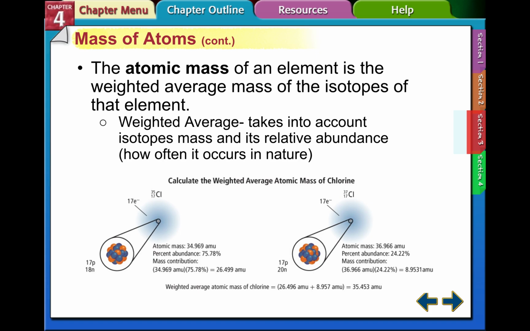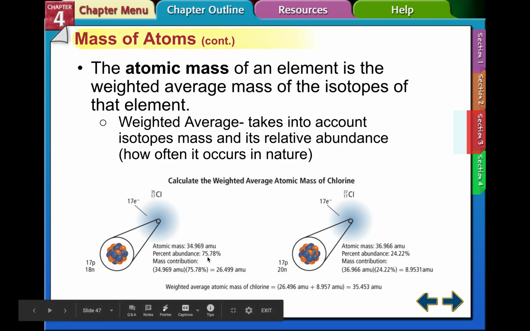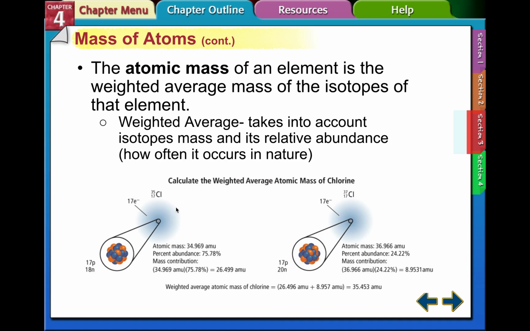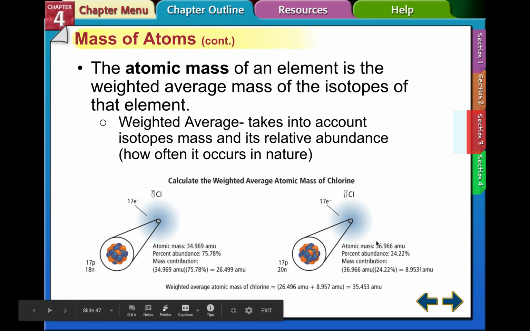Same thing here. If you have the atomic mass of an atom, you have chlorine 35 and chlorine 37. Chlorine 35 occurs 75.78% of the time. That means the majority of all the chlorine out there is chlorine 35. And so our average atomic mass is going to be closer to that weight. Chlorine 37 only occurs about 24% of the time.